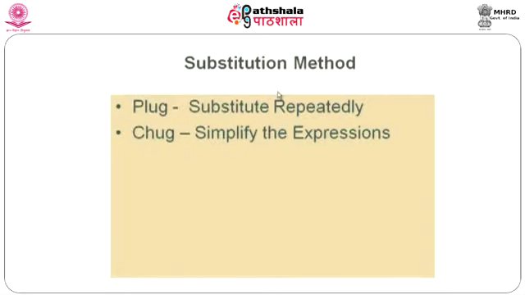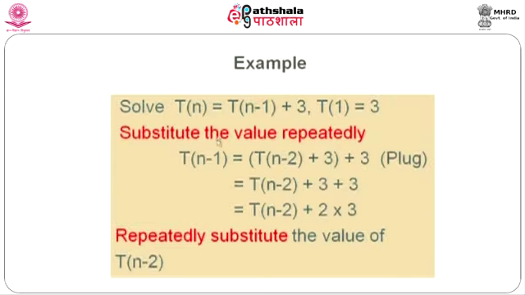The second method is called the substitution method. In the substitution method, what we are trying to do is substitute repeatedly, and once we substitute that, we try to simplify the expressions. In other words, this method consists of 2 steps. One is called plug and another is called check. So, in plug we keep on repeatedly substituting, and in check we are trying to simplify this.